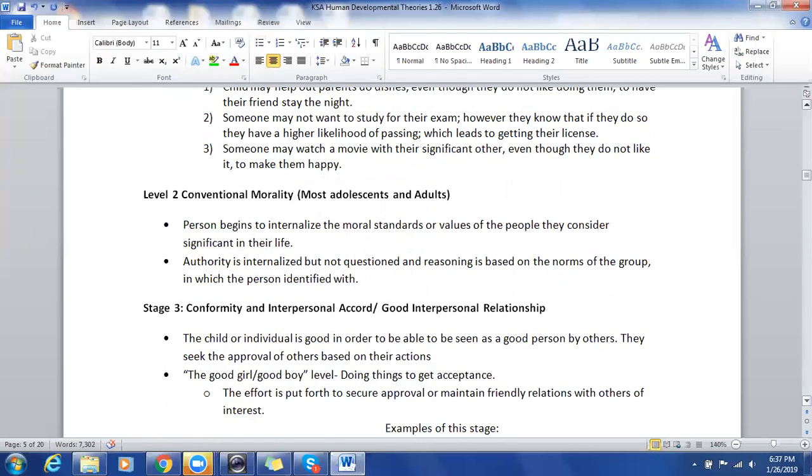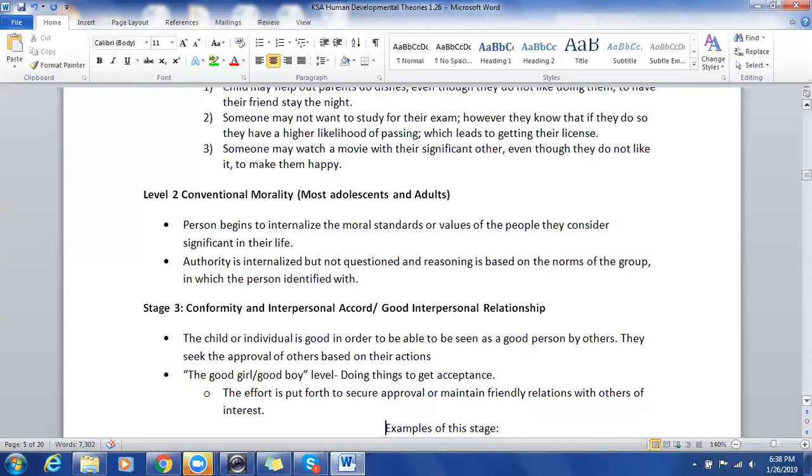Level 2 is the conventional morality, and this is most adolescents and adults. What we're looking at here is the person begins to internalize the moral standards or values of the people they consider significant in their life. Authority is internalized but not questioned, and reasoning is based on the norms of the group with which the person identifies. Meaning, this is where someone starts to get acquainted with who and where they're at and what is appropriate in each environment. And they know that they need to act a certain way to fit in. This is in a different theory, the identity versus role confusion type thinking.